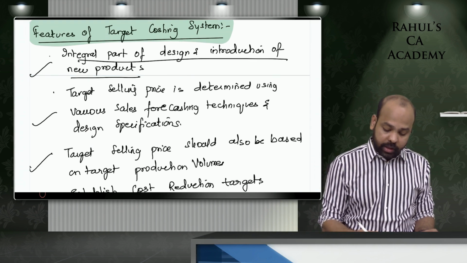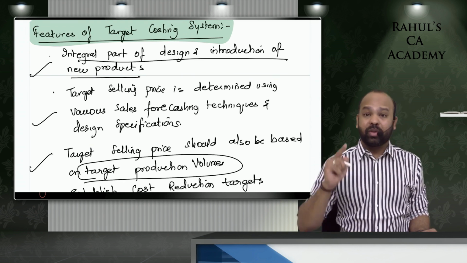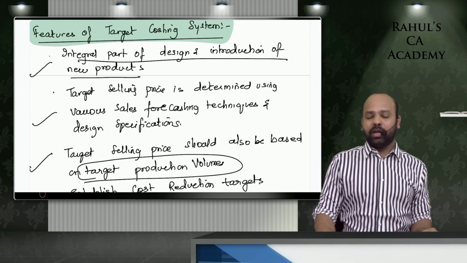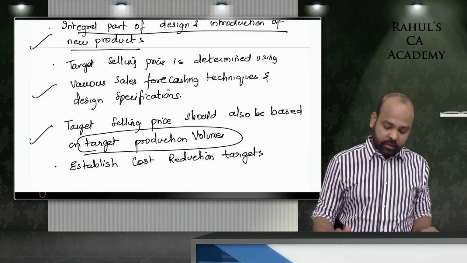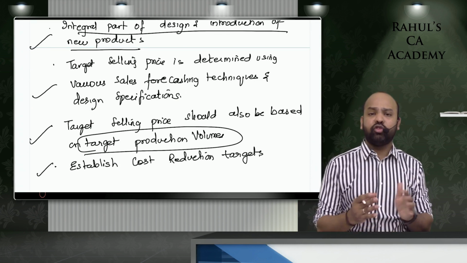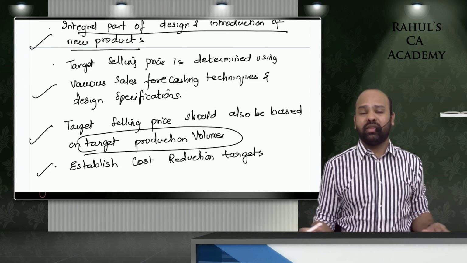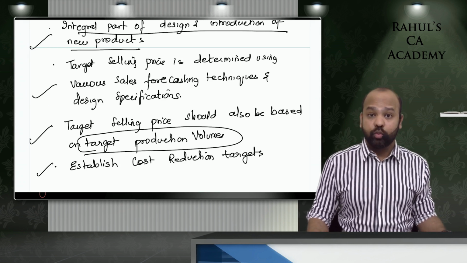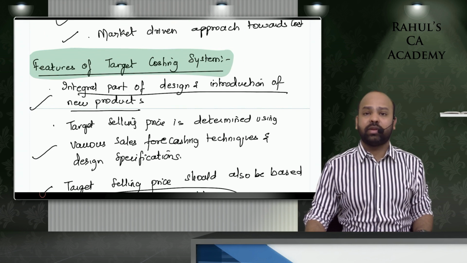You should also see your own target production volumes while you set your target selling price, because based on the amount of quantity that you will be manufacturing, the selling price will also change. Finally, you will know what is the amount of cost reduction that you will have to achieve. Once you know what is the target cost, once you know what is the actual, likely cost, then you will know better what is the amount of cost that is to be reduced. All of these are features of target costing system.